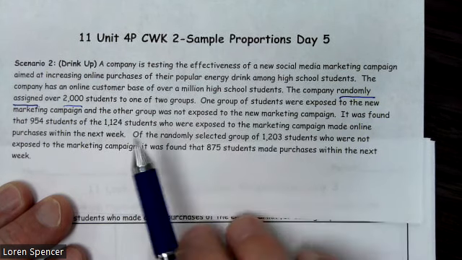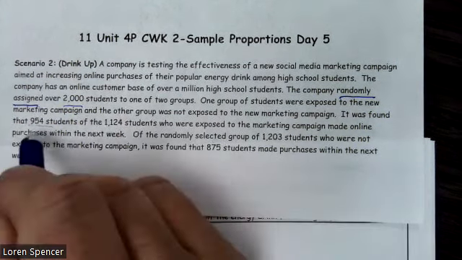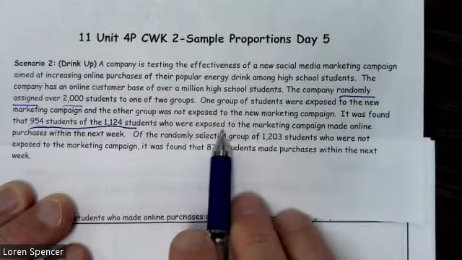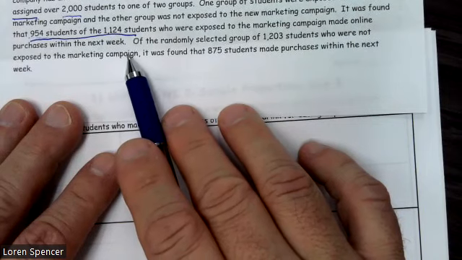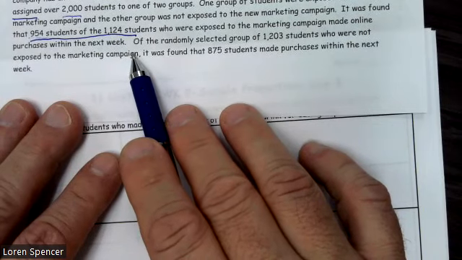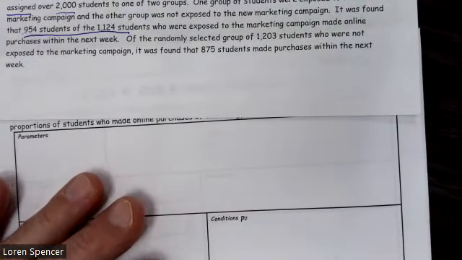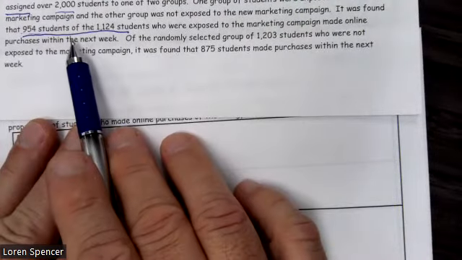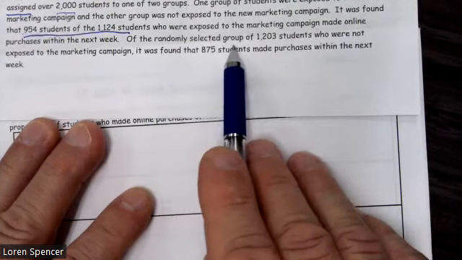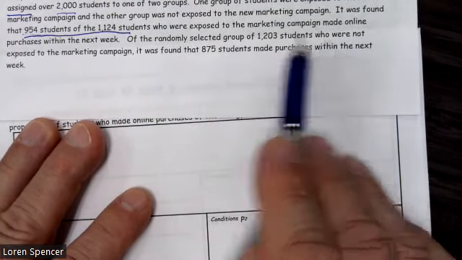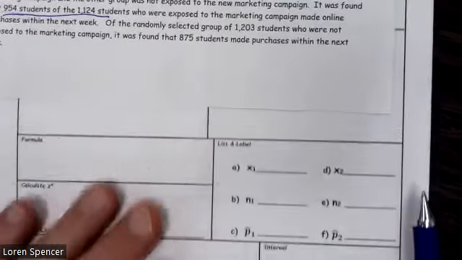It was found that 954 students of the 1,124 who were exposed to the new marketing campaign online made purchases within the week. So we have two groups, one exposed to the new marketing campaign and one not. And 954 of the 1124 who were exposed purchased in a week. Of the selected group of 1,203 students who were not exposed, it was found that 875 made purchases within the week.